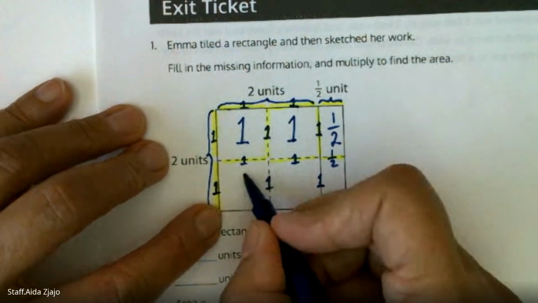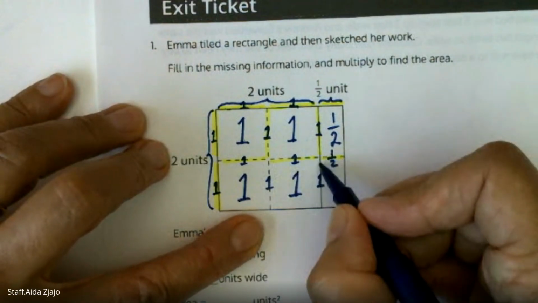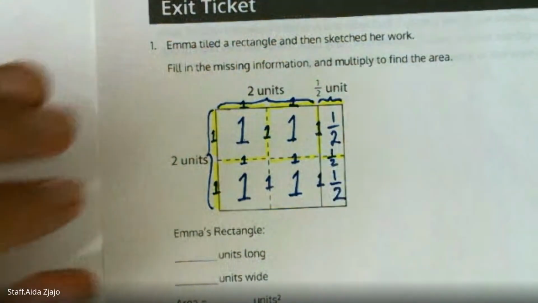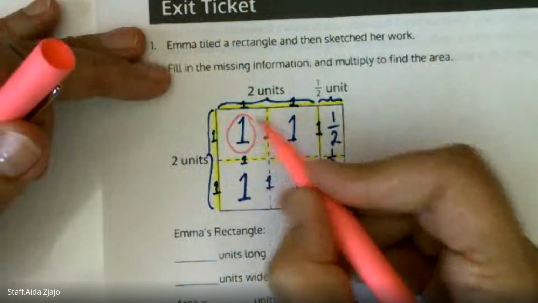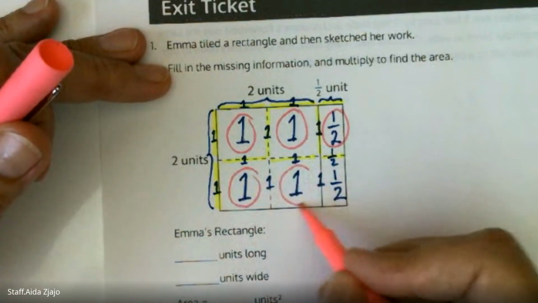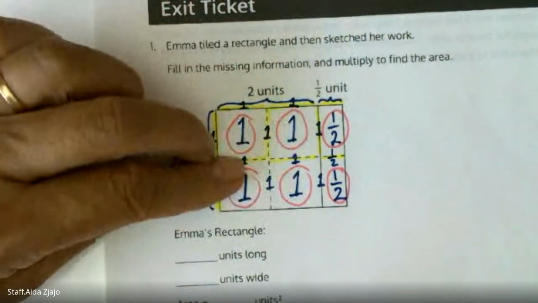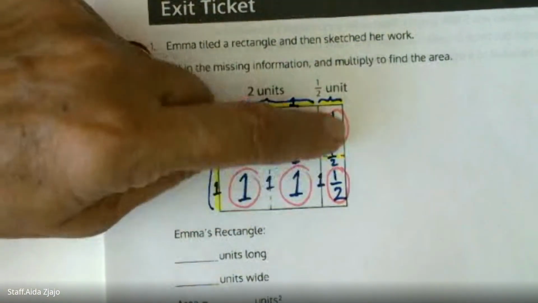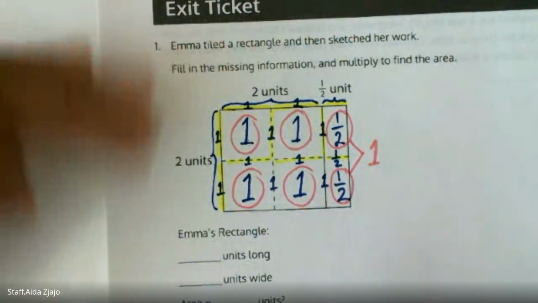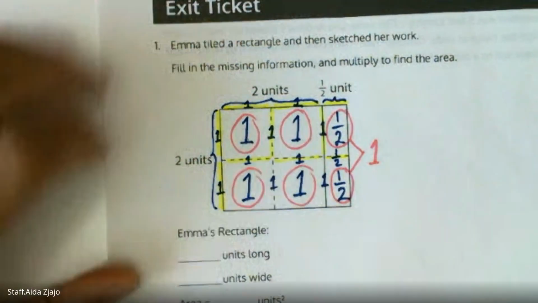1 times 1 is 1, 1 times 1 is 1, and 1 times half is 1 half. Now you have all these values. You have 1 plus 1 plus half, 1 plus 1 plus half. So here you have 4 wholes, and then half and half will make you another whole. So your answer has to be 5 square units.